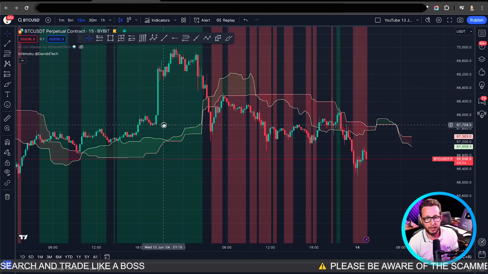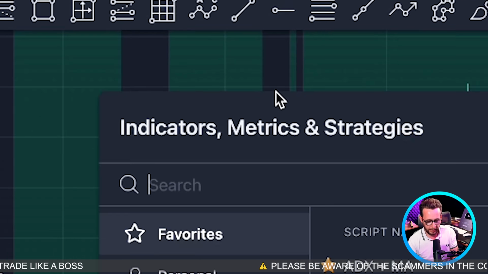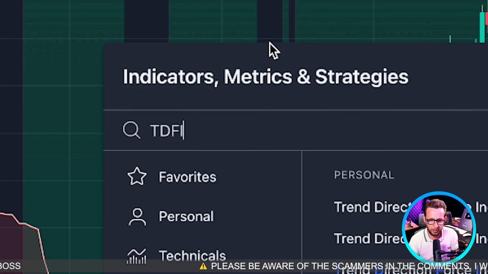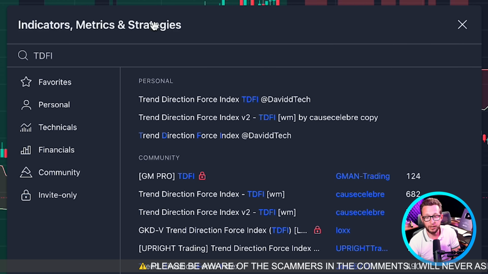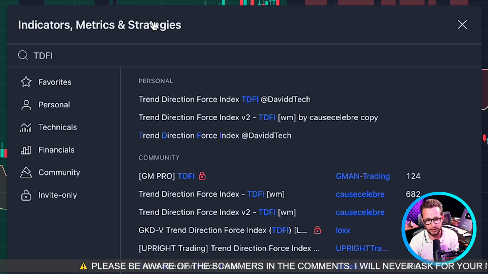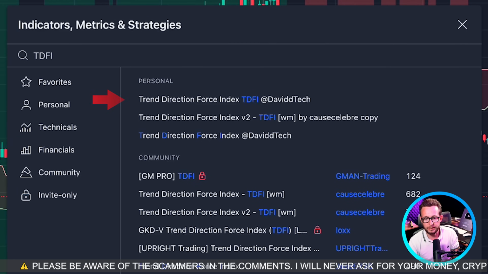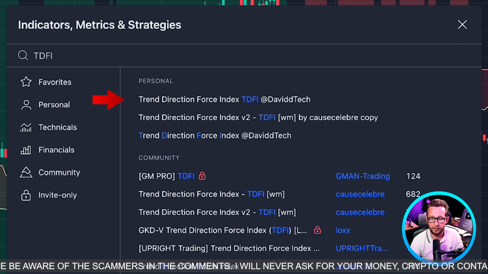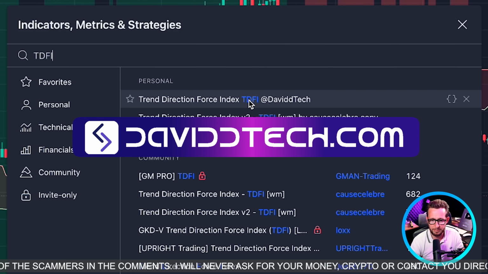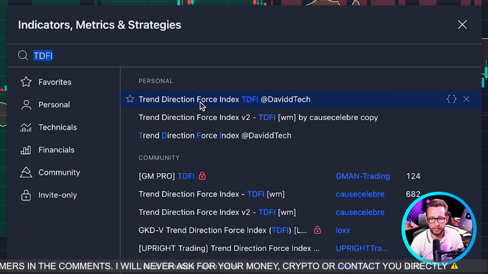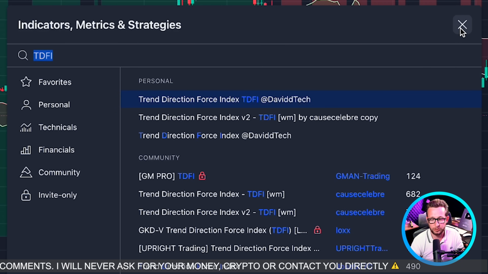Okay, so the next indicator is the TDFI. I know that I used this a couple of times in my previous videos here, but it is actually a very good indicator to use. So we're going to be using the TDFI by DavidTech. Don't forget you have to add it to your favorites on the website. That is the trend direction force index. We're going to add that to our charts.